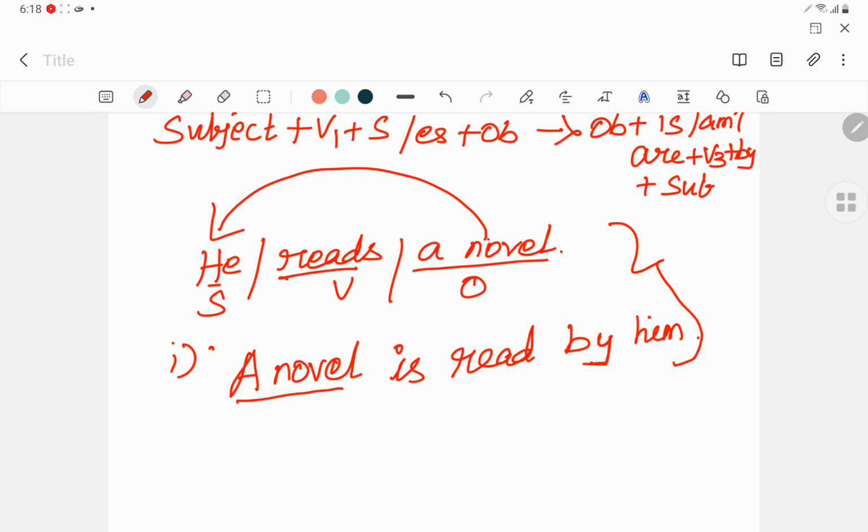The difference between these two is: he reads a novel. Avan novel படிக்கிறான். Okay, the difference here I told is in active voice, the importance is given to a doer. Okay, he reads a novel. Avan novel படிக்கிறான், which comes first and which gets more emphasis, that doer only.